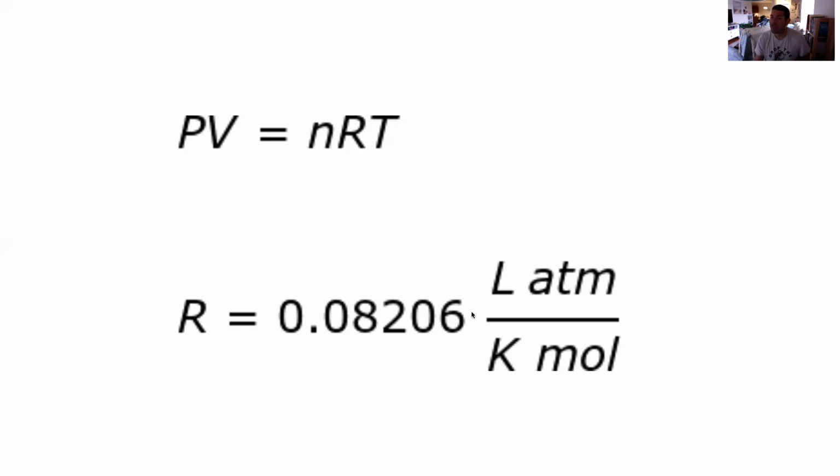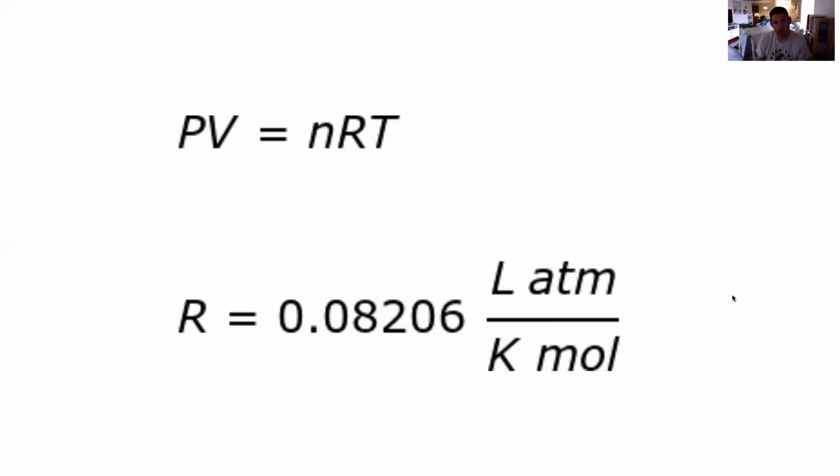So R fixes that. And R can change if we use different units, but I decided, why don't we just all agree to always use these units? We will always use the liter, we will always use the atmosphere, we will always use Kelvin, and we will always use the mole, and that way we won't have to learn extra R values. It'll just always be 0.08206 for us, and that would be really nice.